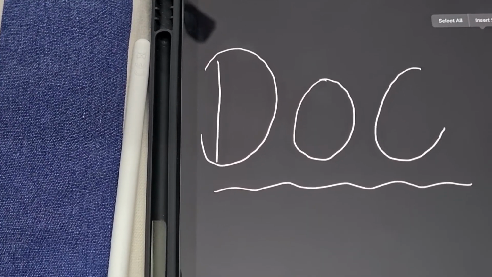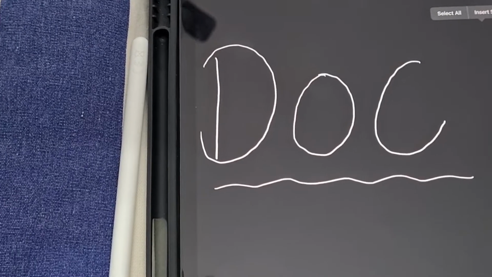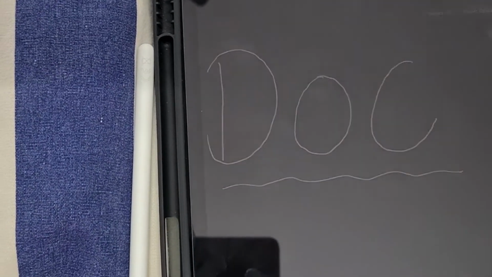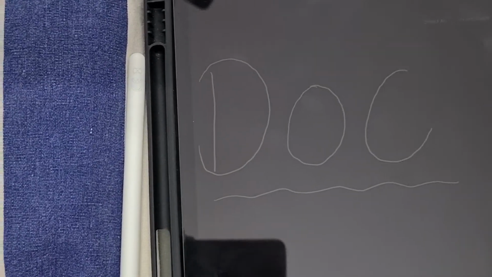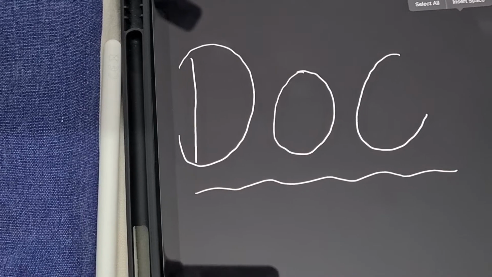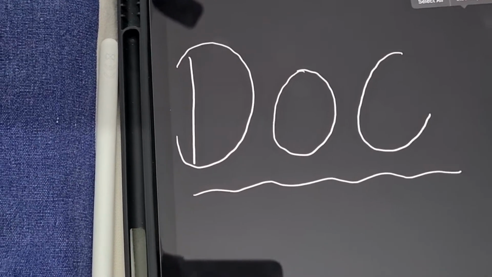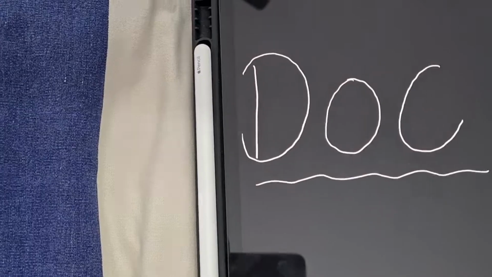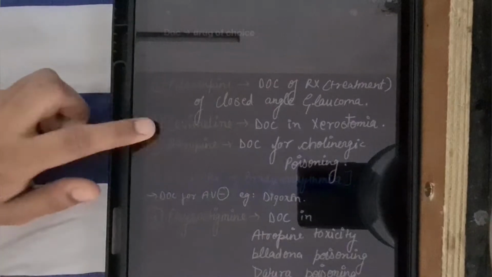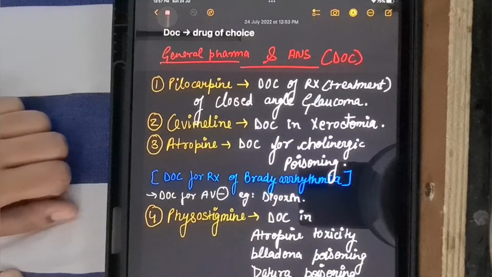Myself Vaishali Gautam, and in today's video we will talk about the drug of choice. We will talk about the drug of choice of general pharma and of ANS. Basically, we will cover all of the drug of choice names in general pharma and of ANS. So let's start the video. So here we will talk about the drugs of general pharma and ANS.